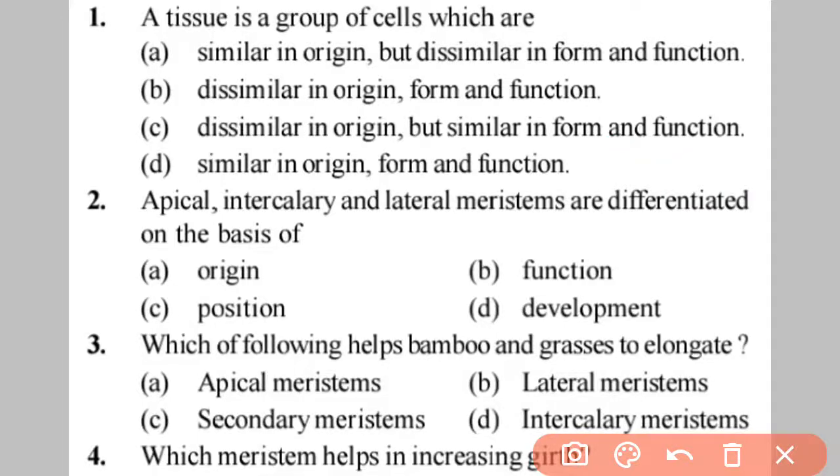Hello students, today we are going to discuss some MCQs of chapter 6, Anatomy of Flowering Plants. So let's start without wasting any time.